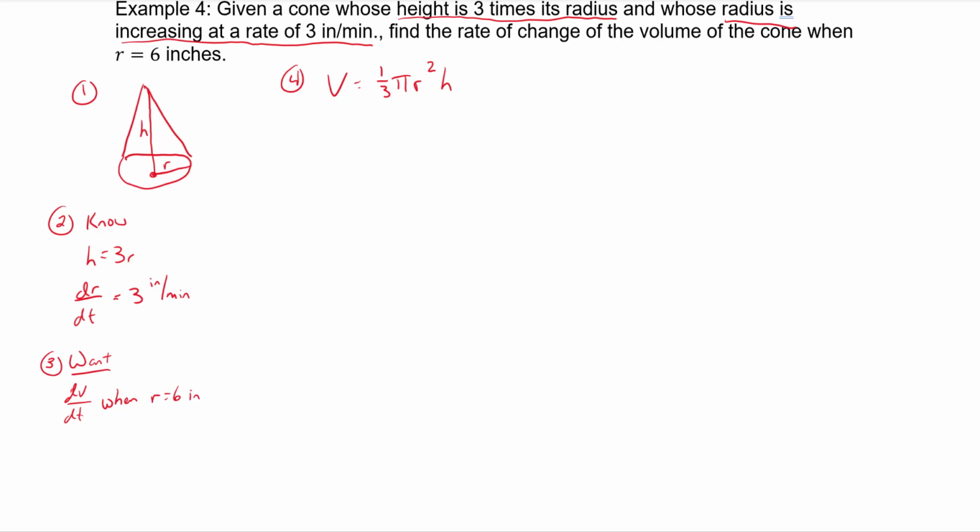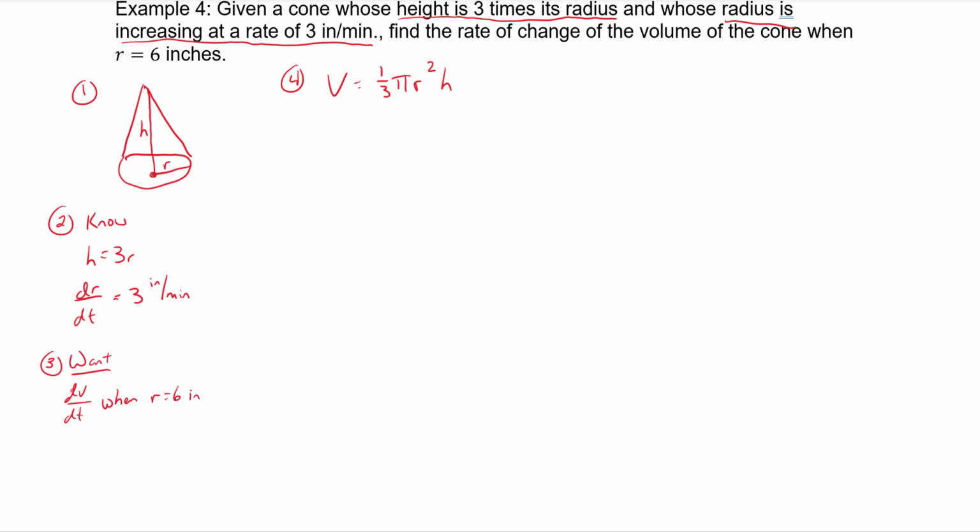We have 3 different variables here, right? We have volume, radius, and height. So if we were to implicitly differentiate this, we would end up with something that involves dV/dt, dr/dt, and dh/dt. So you might be wondering, what's the problem with that? Well, let's look at the information that we have. We know stuff about the height. We know dr/dt, right? We know height is 3 times the radius, but we only know information about rates for dr/dt, and we're going to want dV/dt.